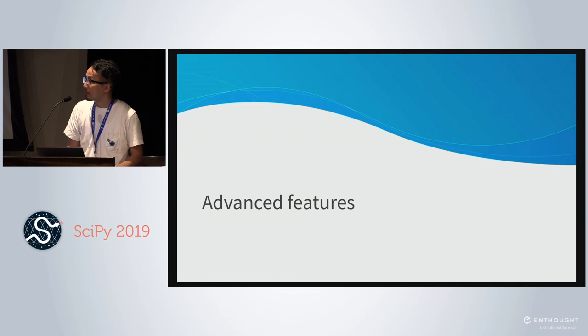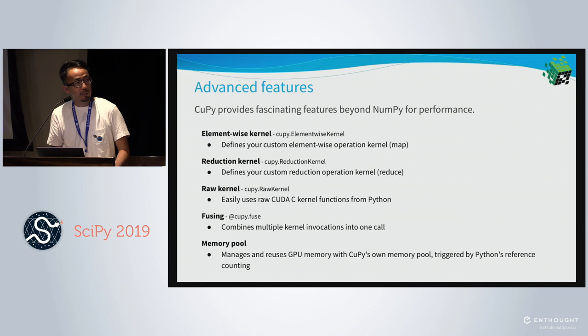And lastly, I briefly show CuPy's advanced features. CuPy provides fascinating features beyond NumPy for performance. CuPy has element-wise kernel and reduction kernel facilities that let you define your custom element-wise operation kernel and reduction operation kernel for your demands. In other words, a map and reduce algorithm. Additionally, CuPy provides a raw kernel facility that lets you easily use raw CUDA C kernel functions from Python. If you already have your own CUDA C kernel code, this raw kernel facility would be a nice choice.